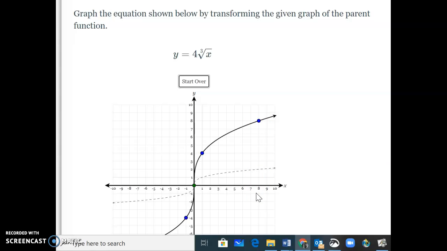The important thing to know with Delta Math is when you are translating a function, right, left, up, or down, you move the green button. When you are dilating, when you are stretching a function, you move the blue one.